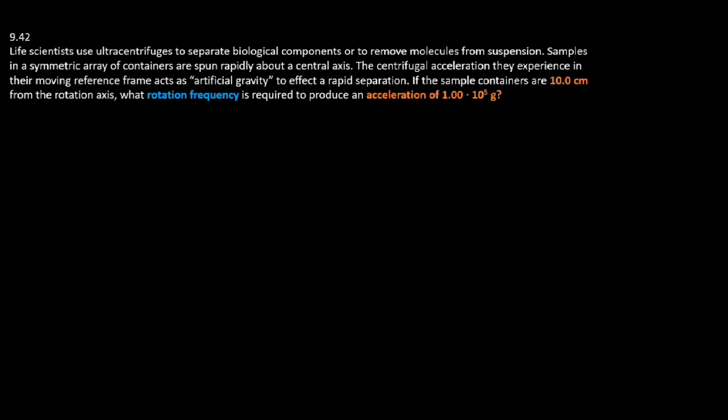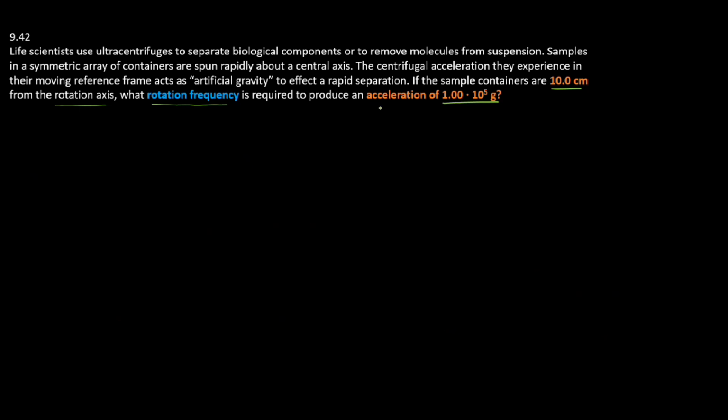Now let's discuss another similar problem, which is 9.42. The question says: life scientists use ultracentrifuges to separate biological components or to remove molecules from suspension. Samples in a symmetric array of containers are spun rapidly about the central axis. The centrifugal acceleration they experience in their moving reference frame acts as artificial gravity to effect a rapid separation. If the sample containers are 10 centimeter from the rotation axis, what rotation frequency is required to produce an acceleration of 1 times 10 to the power 5 g?